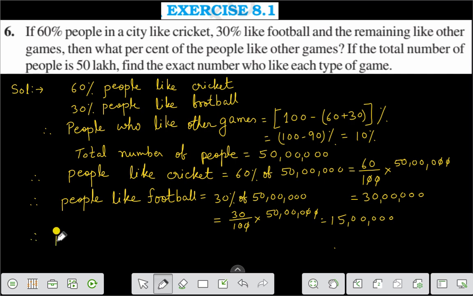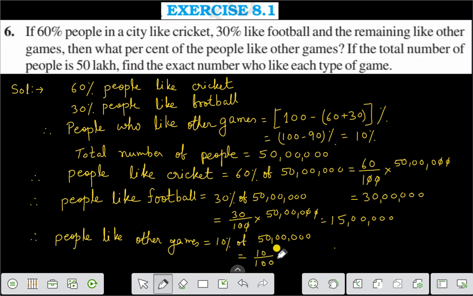Therefore, people who like other games is equal to 10% of 50 lakhs. That is equal to 10 by 100 into 5, 0, 0, 0, 0, 0.